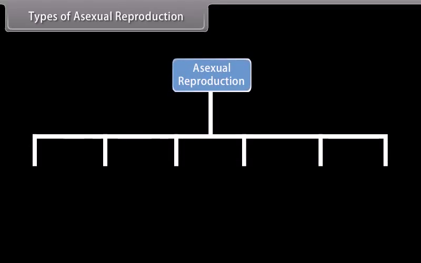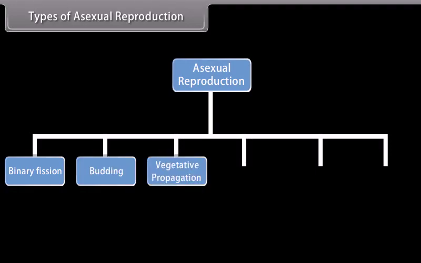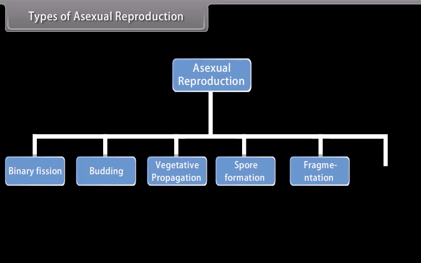Types of asexual reproduction. Do you know how organisms reproduce asexually? An organism may reproduce asexually by binary fission, budding, vegetative propagation, spore formation, fragmentation, parthenogenesis.